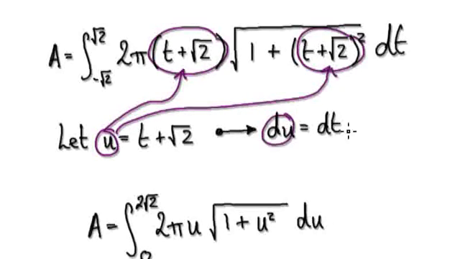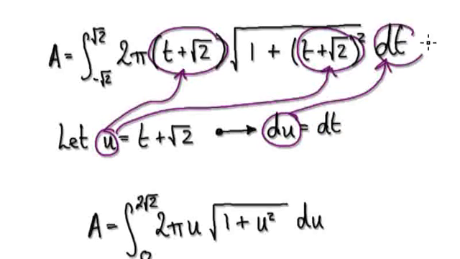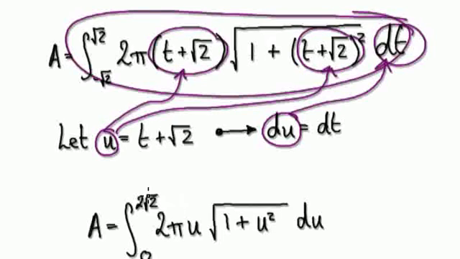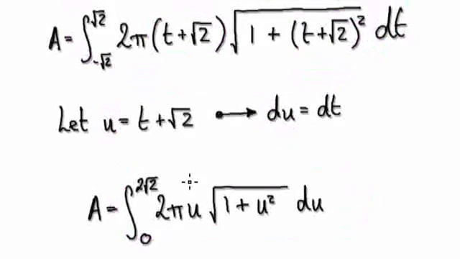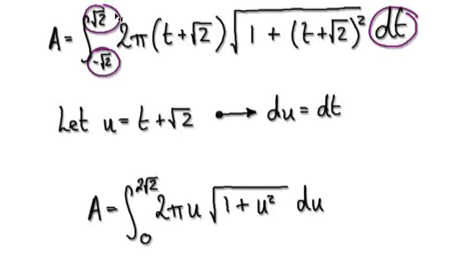And because du equals dt, we can replace dt with du here. Then this whole thing will become a lot simpler. It will then become this. So now it's a matter of integrating this. By the way, here we are integrating with respect to t, from t equal to minus root 2 to t equal to positive root 2.